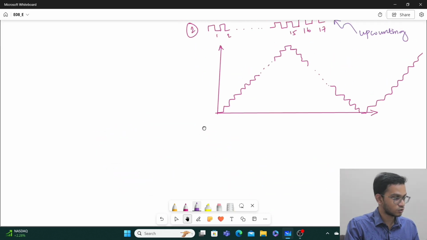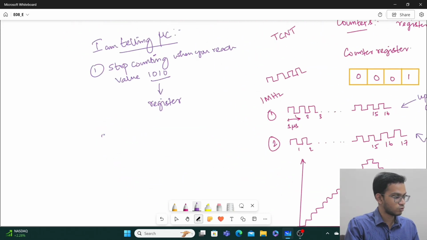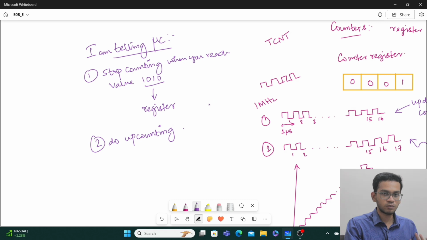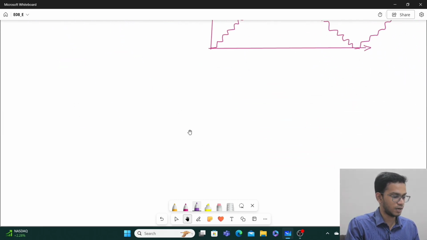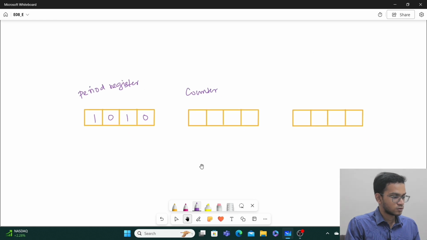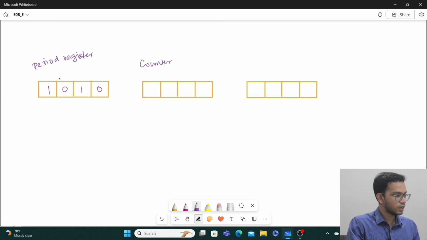And also, I am telling my microcontroller to do up counting. Don't do up-down counting. To produce a sawtooth waveform, do up counting. So this is another instruction I am giving my microcontroller. This may seem absurd now. Please wait till the end of the video to see what's actually happening in the background. Now, when I input such a value, that's how this phenomenon takes place.